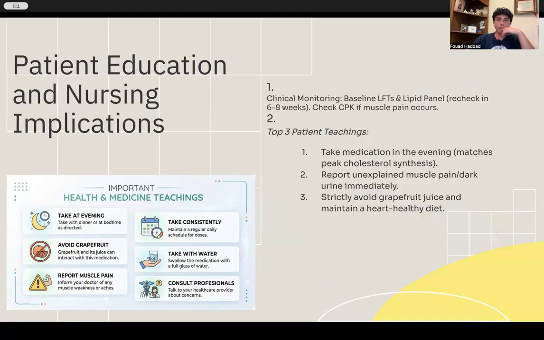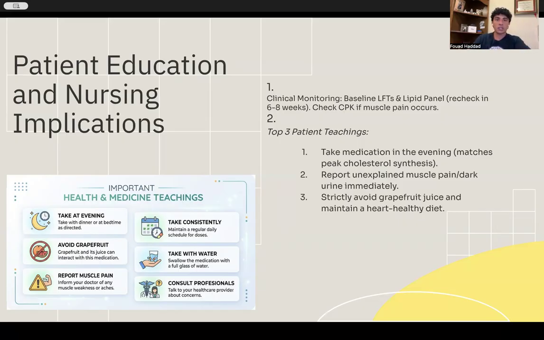Moving forward, let's finally take a look at the clinical application and patient education. As a nurse, the primary monitoring parameters include drawing baseline liver function tests and a baseline lipid panel before initiating therapy. A lipid panel should be rechecked every 6 to 8 weeks to evaluate therapeutic efficacy. Additionally, if the patient reports severe muscle aches, checking a creatine phosphokinase, or CPK, blood level is mandatory to rule out the disease I mentioned earlier, rhabdomyolysis.